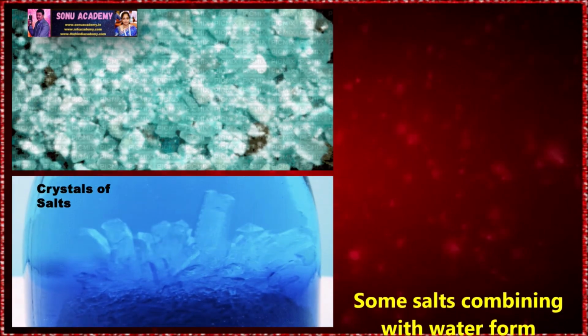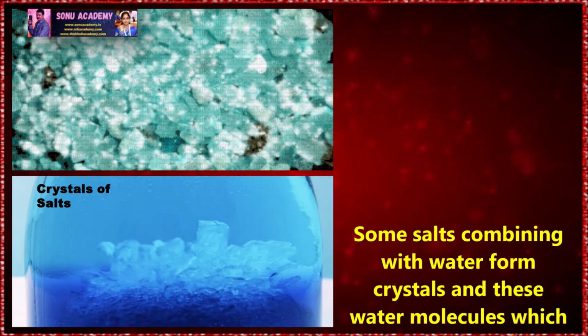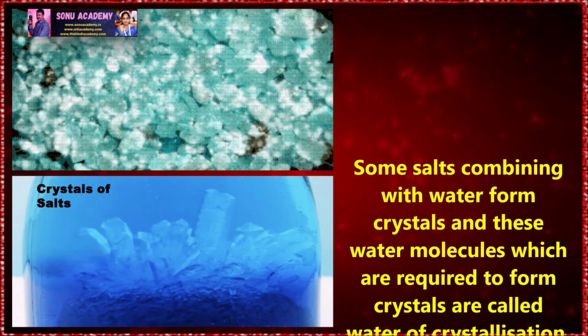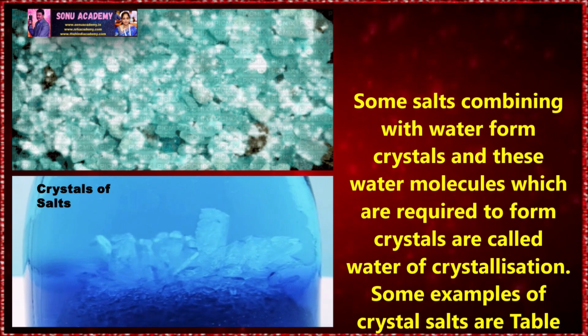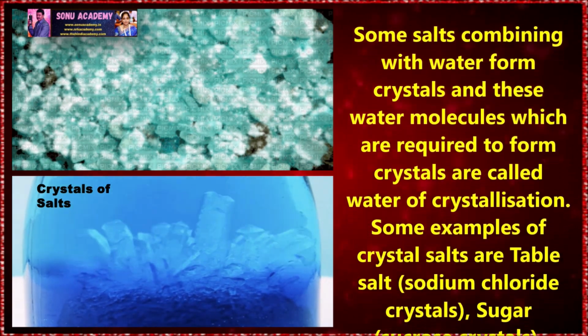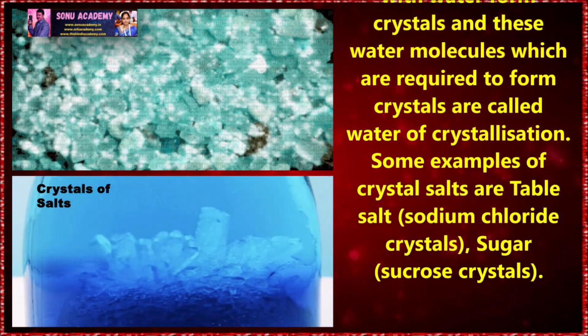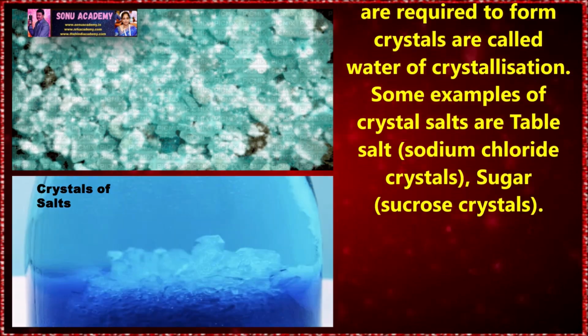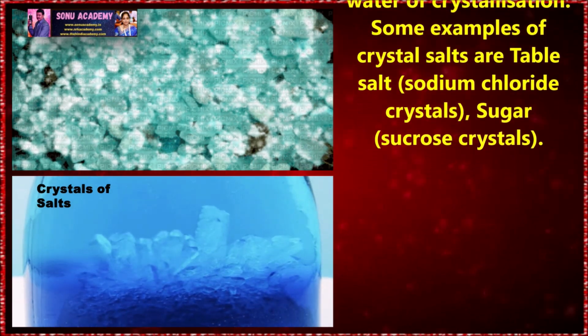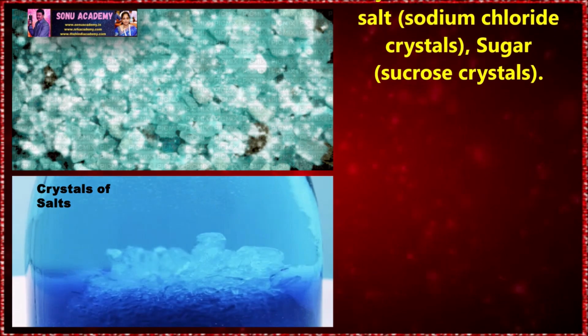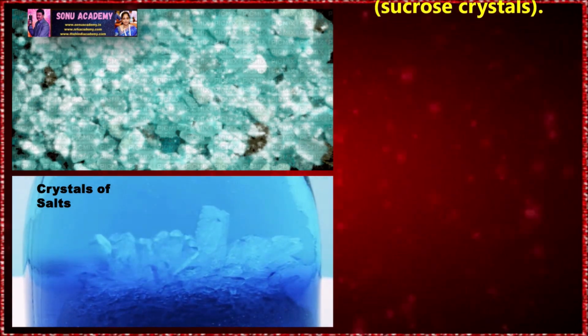Children, now let us discuss the crystals of salts. Some salts combine with water to form crystals, and these water molecules required to form crystals are called water of crystallization. Some examples of crystal salts are table salt, sodium chloride crystals, sugar, sucrose crystals, etc.